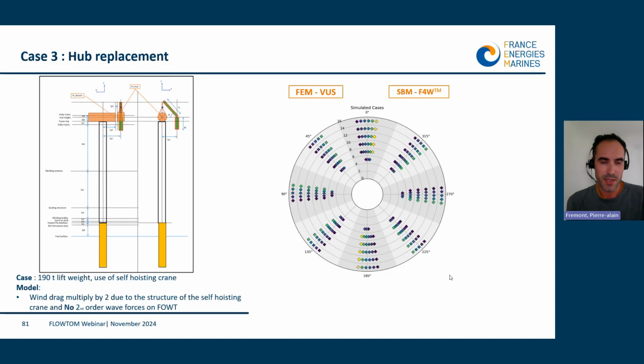So the hub weight is about 190 tons, and in this model, we multiply the drag of the system of the tower by 2 to account for the drag due to the crane, and same as for the first case, we did not account for the second order wave force on the floater. The sea states which have been studied are exactly the same as previously, as you can see on the right. Next slide.